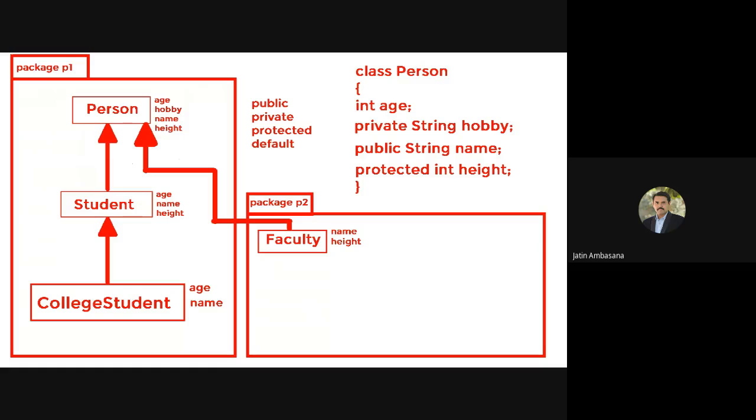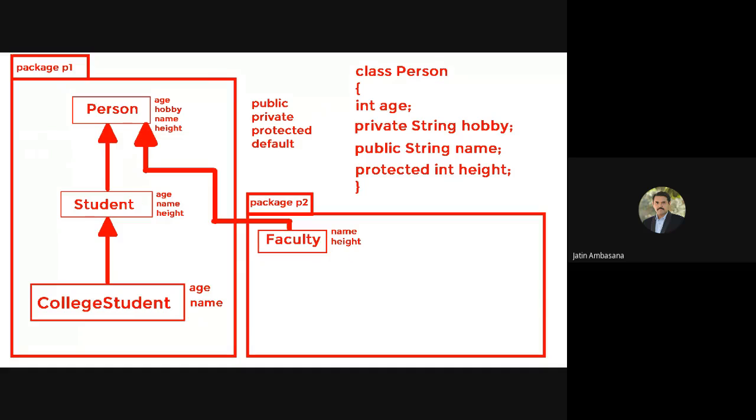So, direct subclasses get the protected property. Even if they are in different packages, they still get it. So you see, there is a different scope. There is a scope that has been defined now. Which is the limited scope?